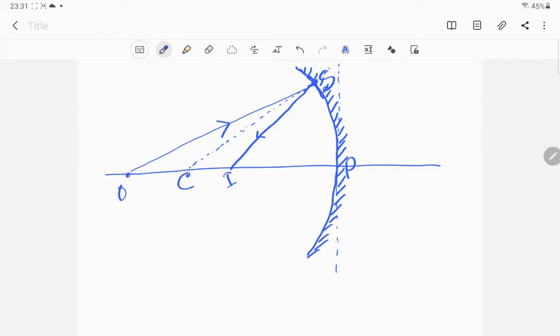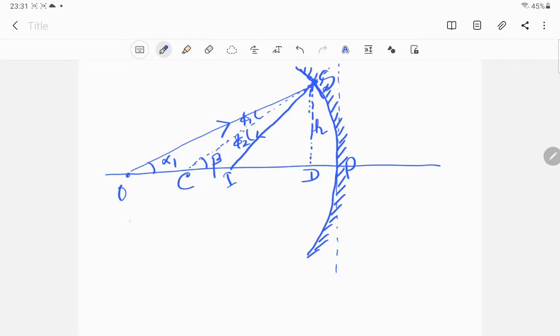I will name this angle alpha 1. I will name this angle, the incidence angle, as phi 1, and this is phi 2. This angle I will name as beta. And I will drop a normal from the point S on the principal axis, and I will name this point as D, and this height is H.